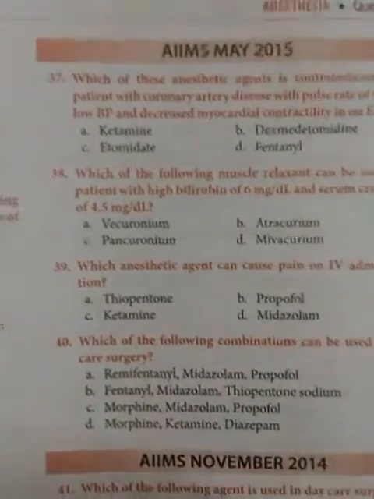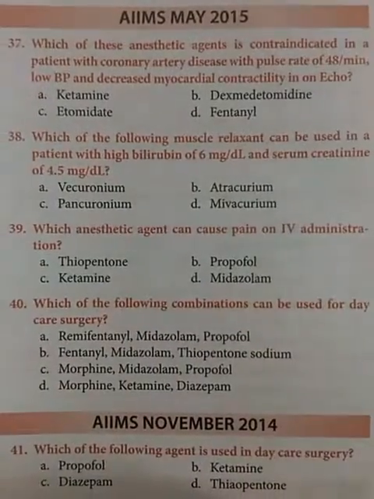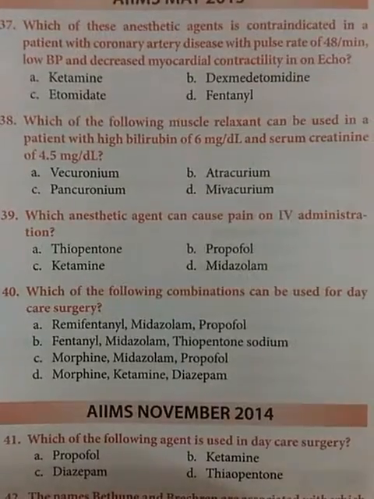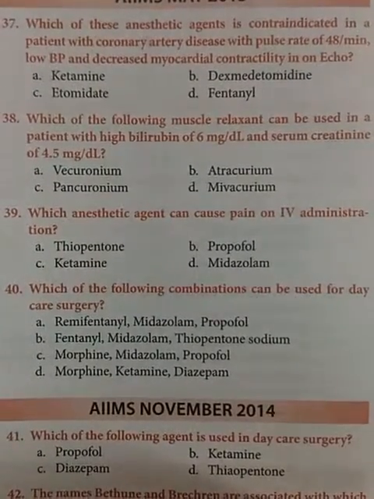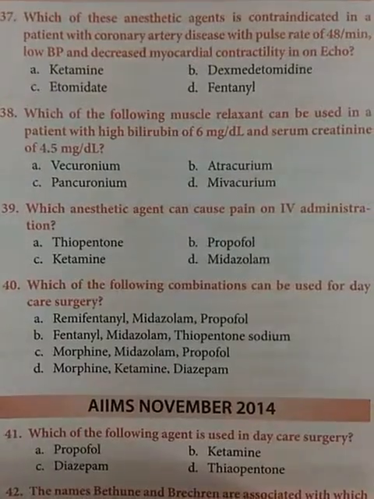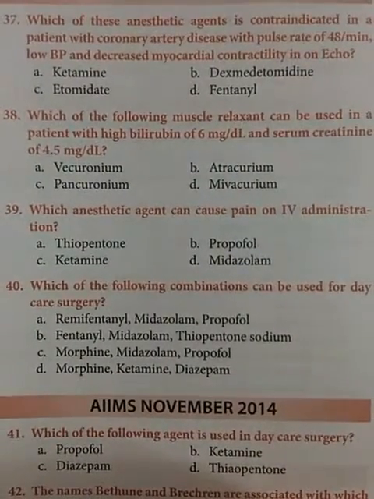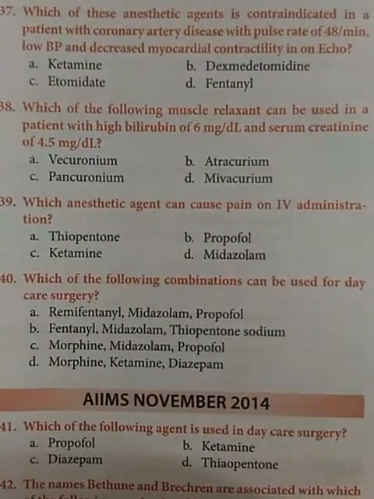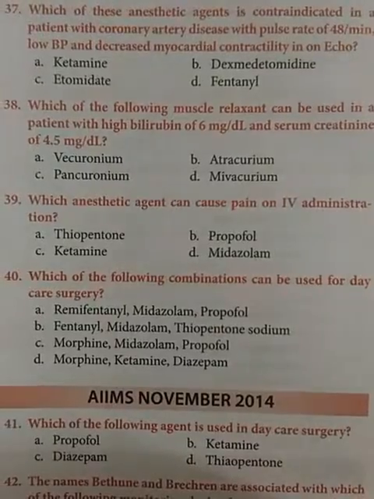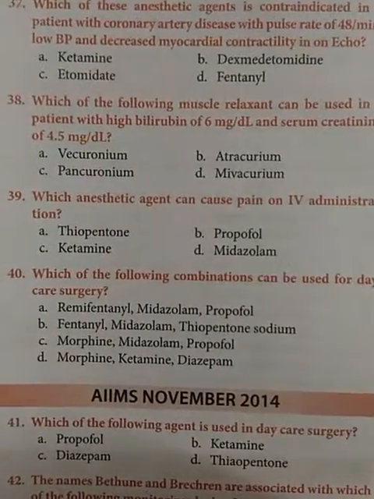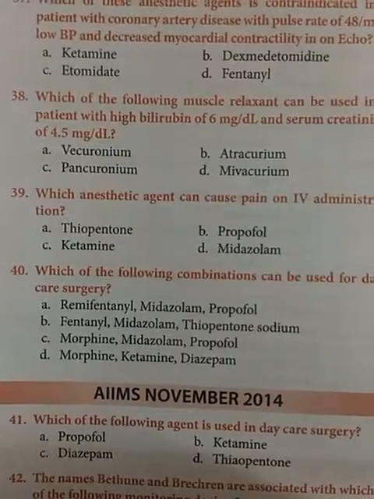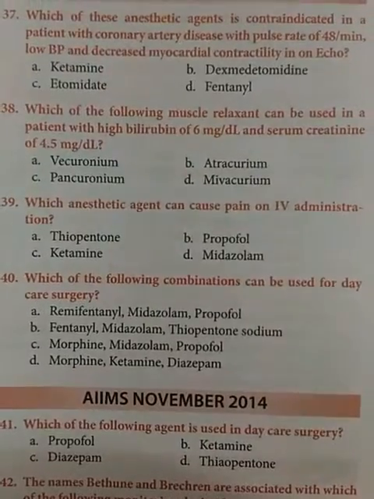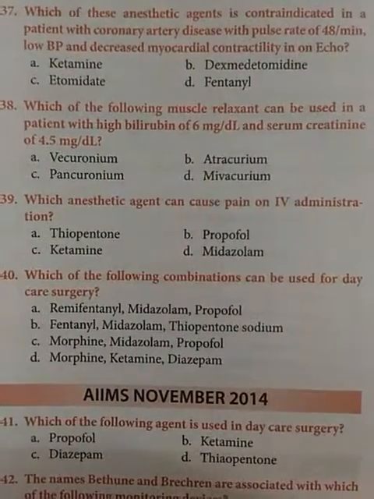Which of these anesthetic agents is contraindicated in a patient with coronary artery disease with pulse rate 48, low BP and decreased MI? It's dexmedetomidine. Next question, which of the following muscle relaxants can be used in a patient with high bilirubin and serum creatinine? It's atracurium. You can check the answer later also because it's safe. Here you can see the serum creatinine is 4.5, and as you know, it goes for Hofmann elimination.